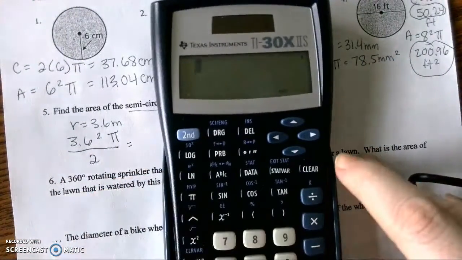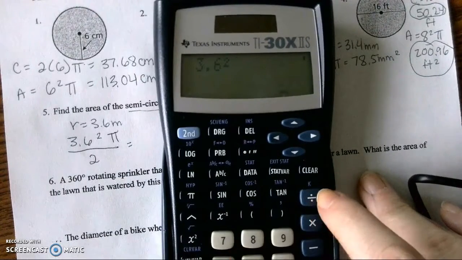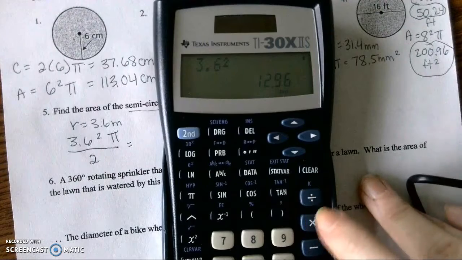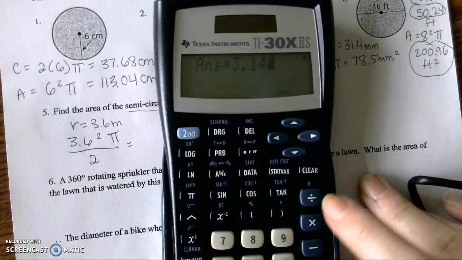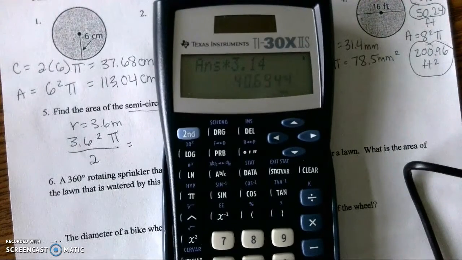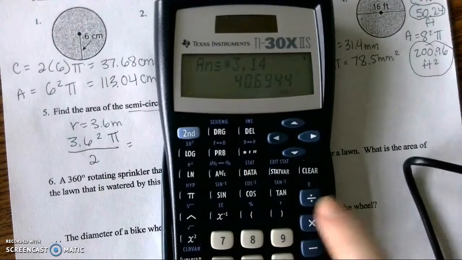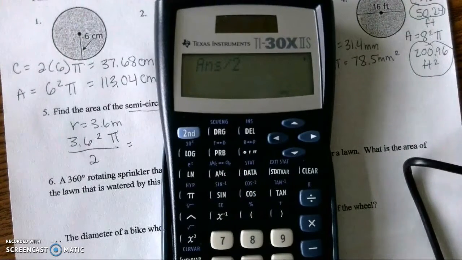Okay, so I would type in 3.6 squared, which would give me 12.96, and then I would multiply that by pi. And remember, I'm using the approximation of 3.14. Okay. But now I need to take that product and divide it by 2 because I'm only finding half of the circle.